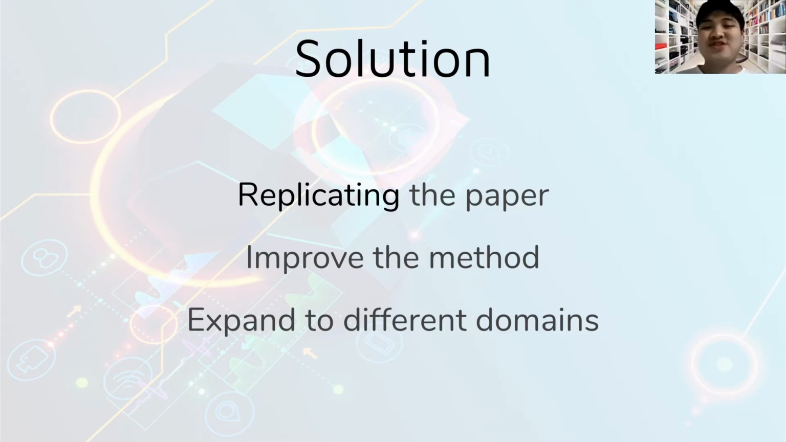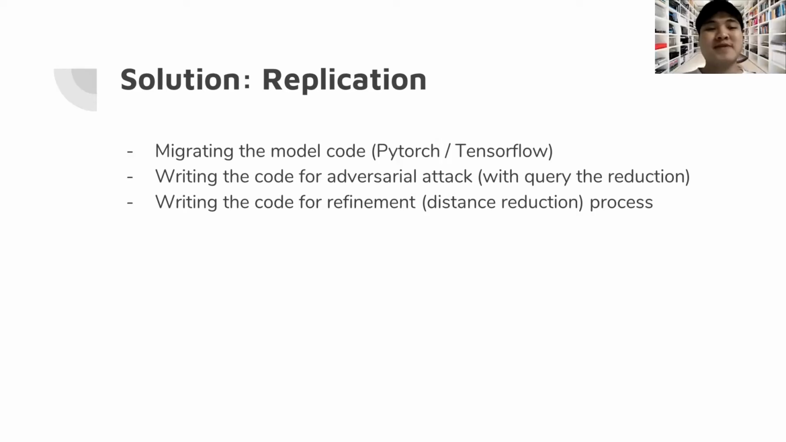Here is our solution, also the goal we want to achieve in this project. We want to replicate the paper, improve the baseline methods, and expand to different domains. For replication, first we need to migrate the neural classification network, which will be our black box model. Then we write the code for adversarial attack with query reduction and then the refinement process.